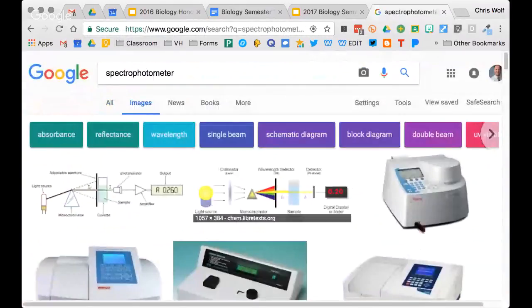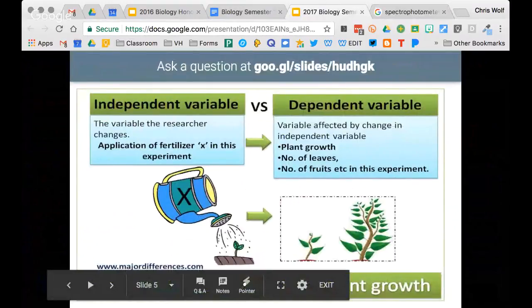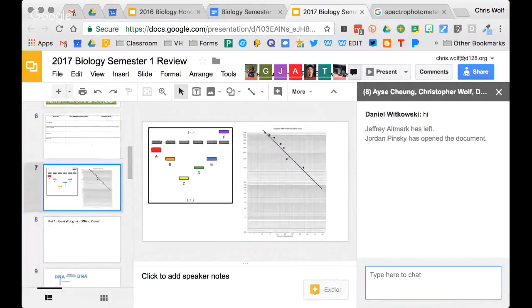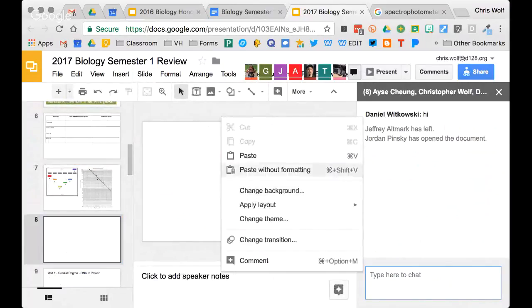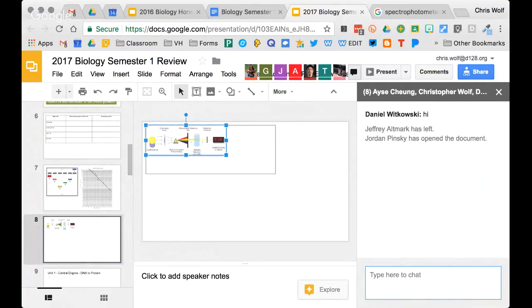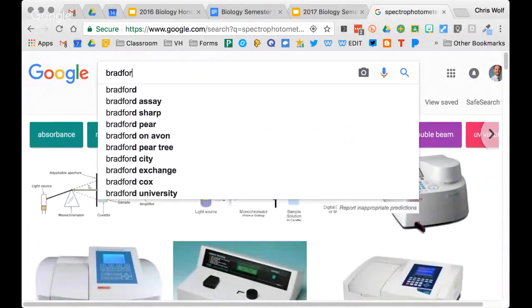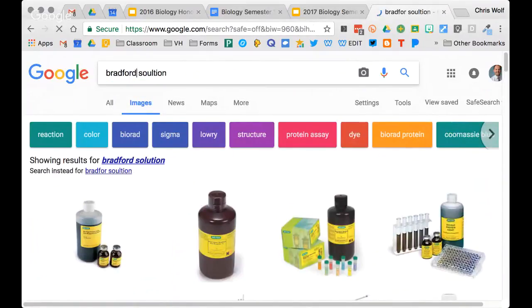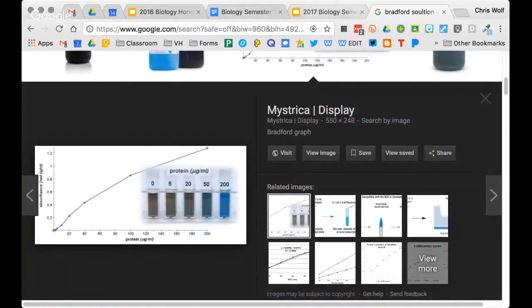So spectrophotometry definitely is a quantitative measurement. We did that in the Lance Armstrong lab where we measured how blue the substance was. Let me go ahead and dump that in real quick before we move on. I'll definitely talk about gel electrophoresis as well, but we might as well talk about spectrophotometry and Bradford solution.